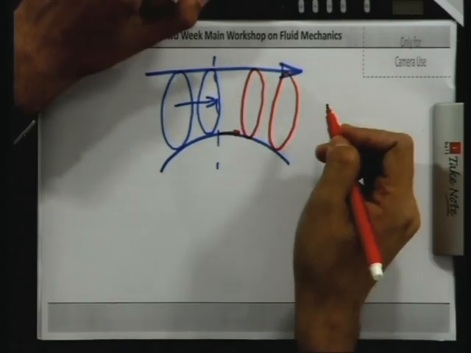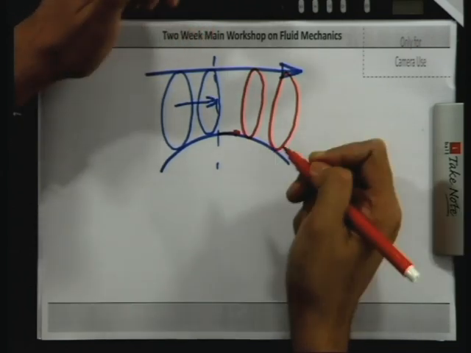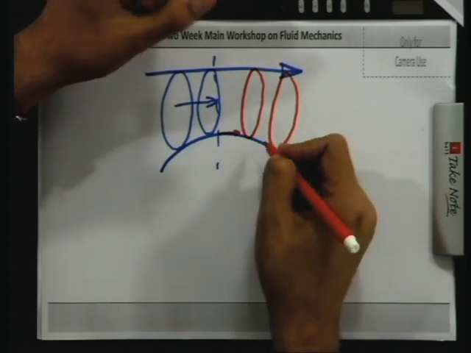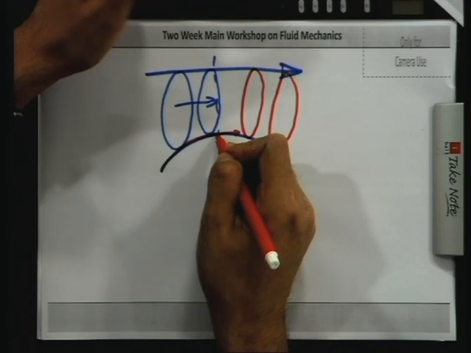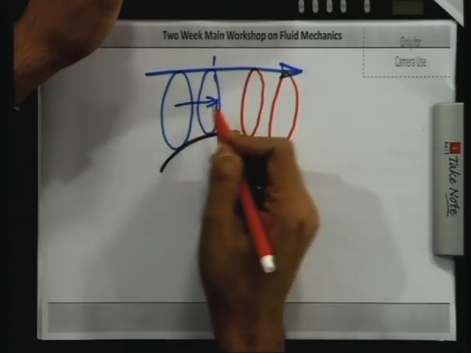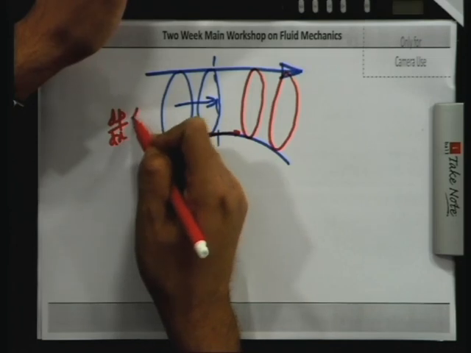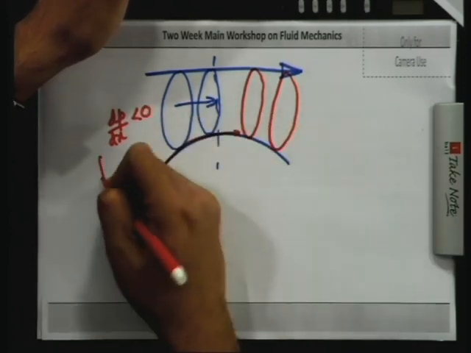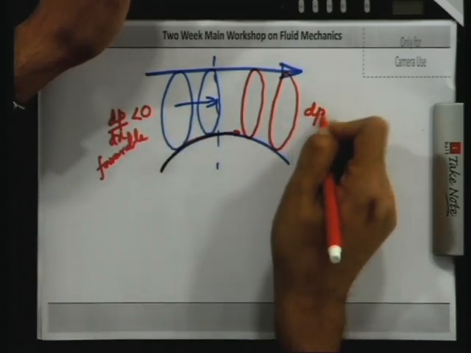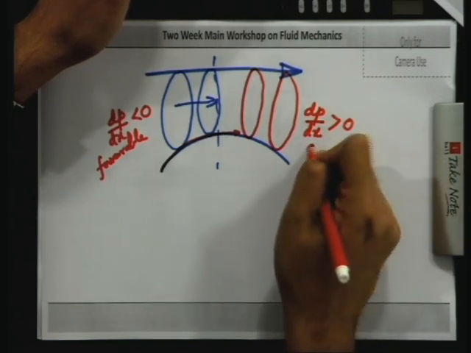So the fluid is decelerating and the wall is trying to aid that deceleration effect. The wall is trying to slow the fluid down further. In the accelerating region, the fluid is accelerating because the pressure gradient dp/dx is less than 0. This is called a favorable pressure gradient. In this other region you have dp/dx greater than 0, and this is called an adverse pressure gradient.